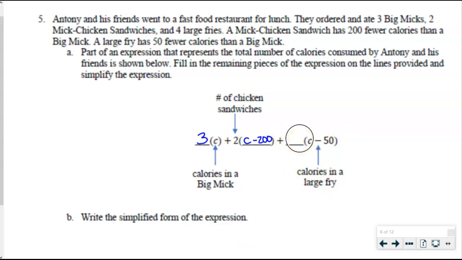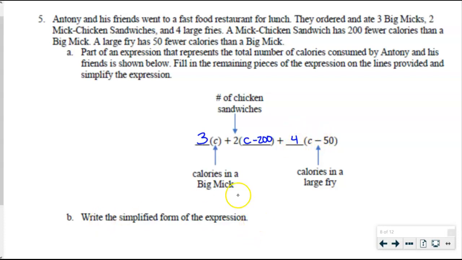But there's a blank spot here. Talk with your groups. What is that blank spot supposed to be? Read the story again if you need to. Okay, come back to me. What is going to go in that blank spot, Caden? 4. Why 4? Yes. If this is representing the calories in a large fry, we need to know how many large fries they consumed. That would be 4.